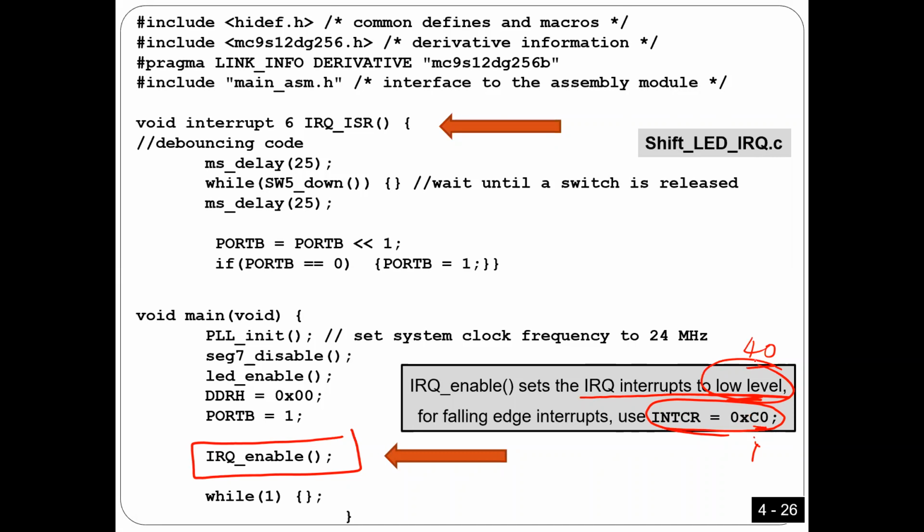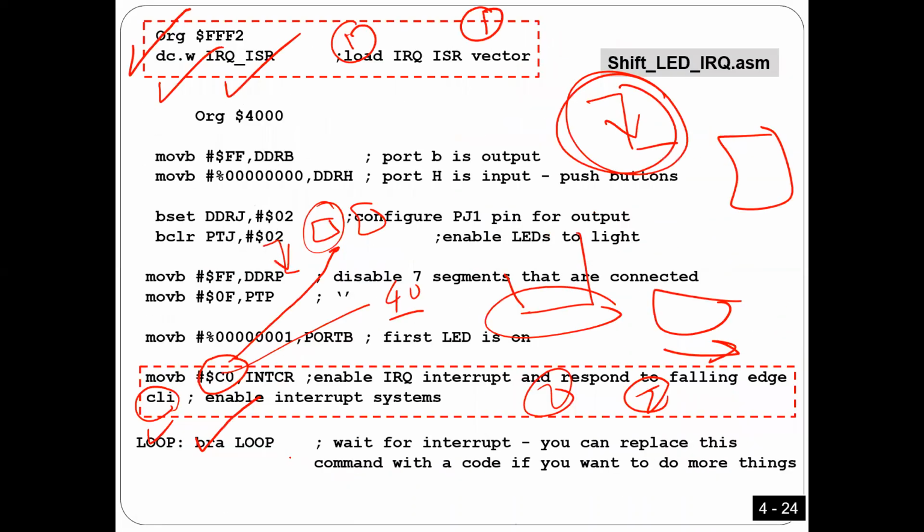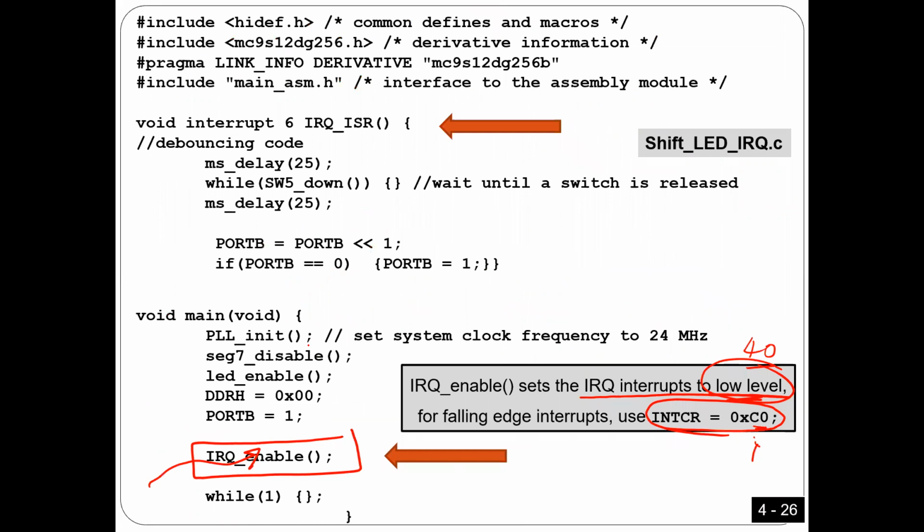Another way is, as I already taught before, you can go inside this function to see what is inside it. If you go inside this function, you will see this instruction here. All you can do is change it, it's going to be 40, and you can change it to C0 if you want. So if you want to use IRQ in C language, this is the first thing you have to do.